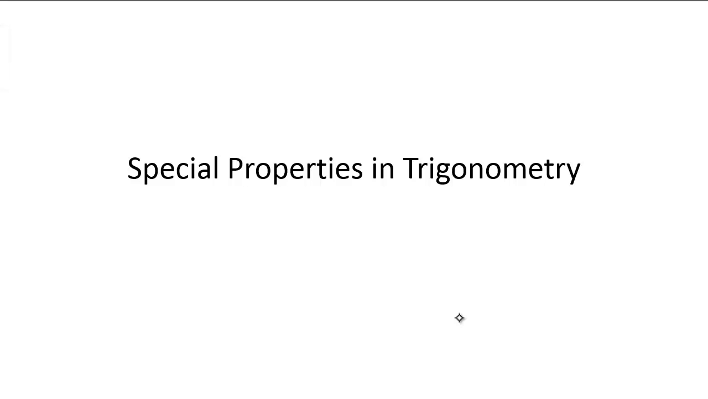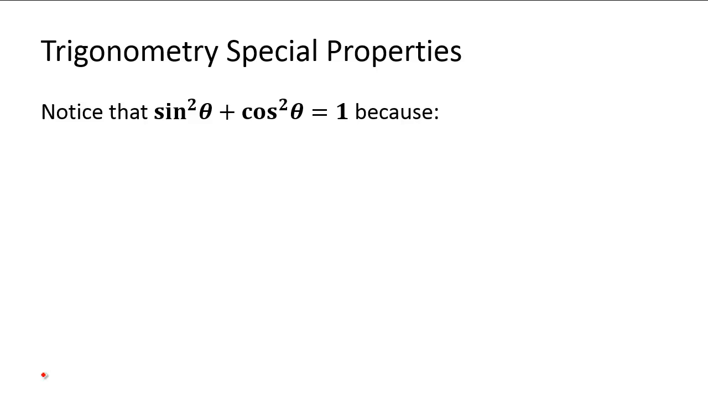This lesson looks at some special properties in trigonometry that can be useful in various problems where you either need an exact value or you might want to take a bit of a shortcut. So, one particular property to know is the following. Sine squared plus cos squared is 1.